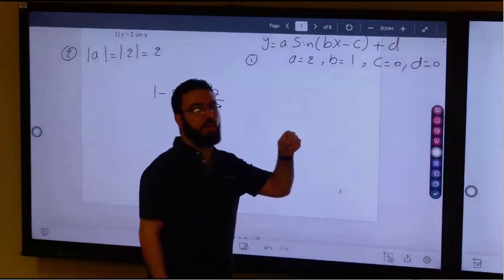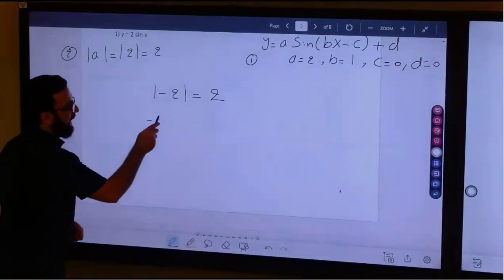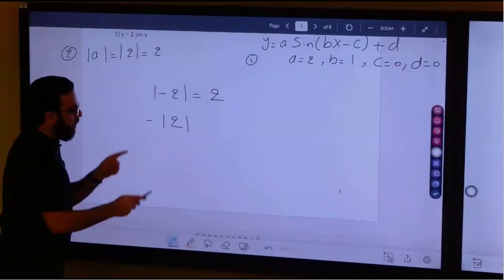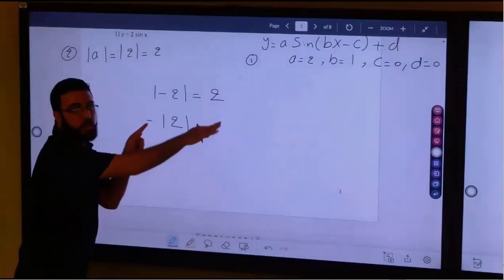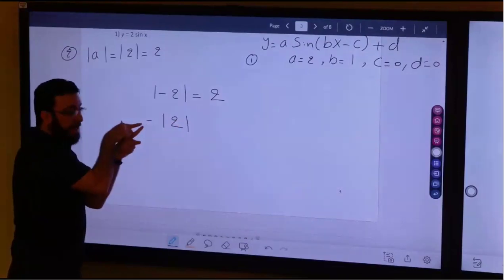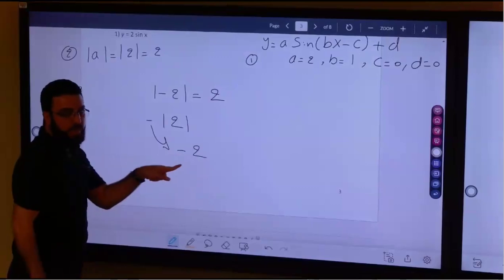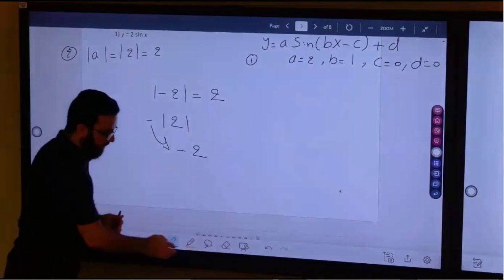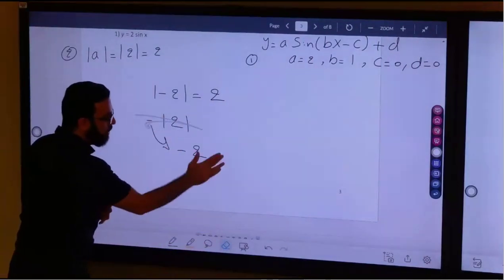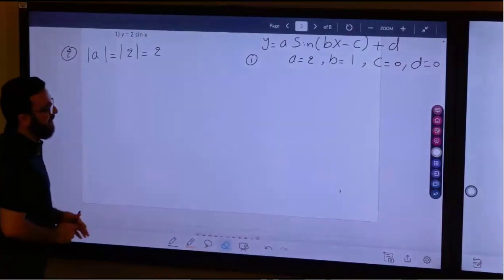So if the negative is outside, then it would be -2? Yes. Because for the absolute value, any number inside these two lines, the result is positive. If I have a negative outside, you have to keep this negative sign, so it'll give me -2. Don't overthink it. So the amplitude is always going to be positive.